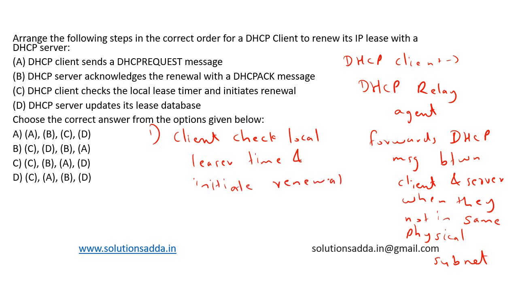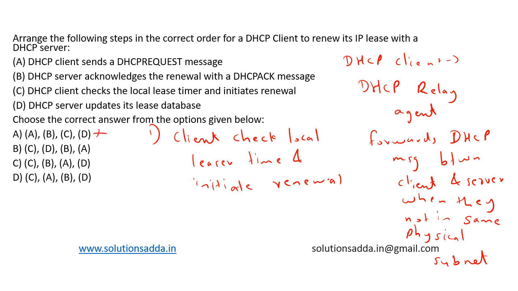The client is typically configured to initiate a renewal process when 50% of its lease time has expired, though this can be configured. So when this happens, the client will check the local lease timer and start a renewal initiation. So C is the first step. So we can eliminate option A.